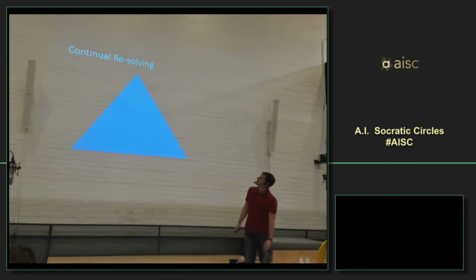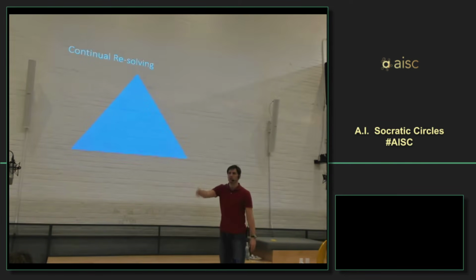Okay, so now let's talk about DeepStack. So DeepStack is going to do that resolving thing that I mentioned. So you're going to do that local search thing essentially by being very clever.